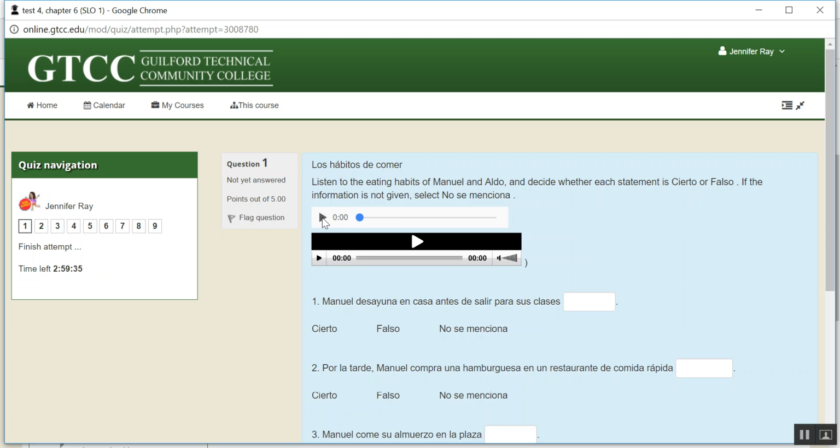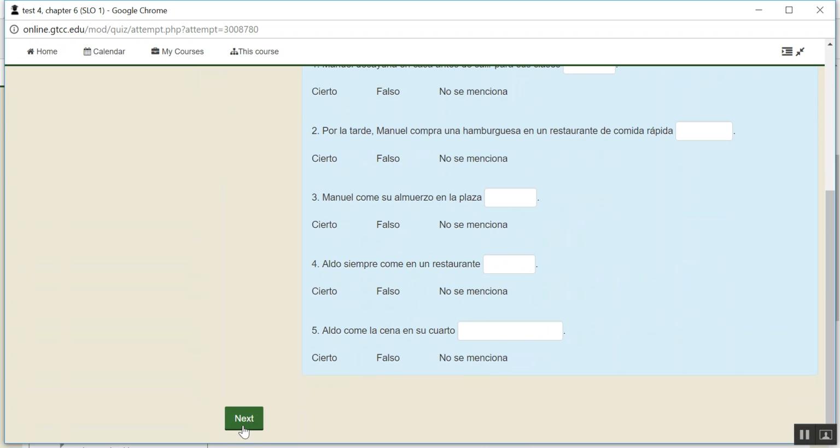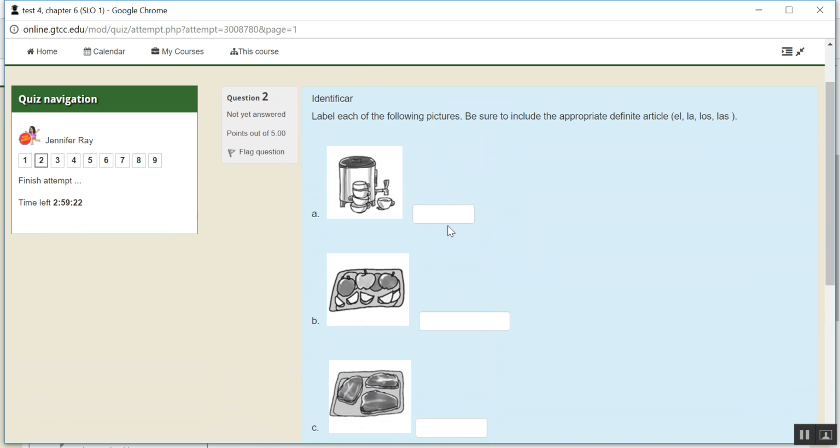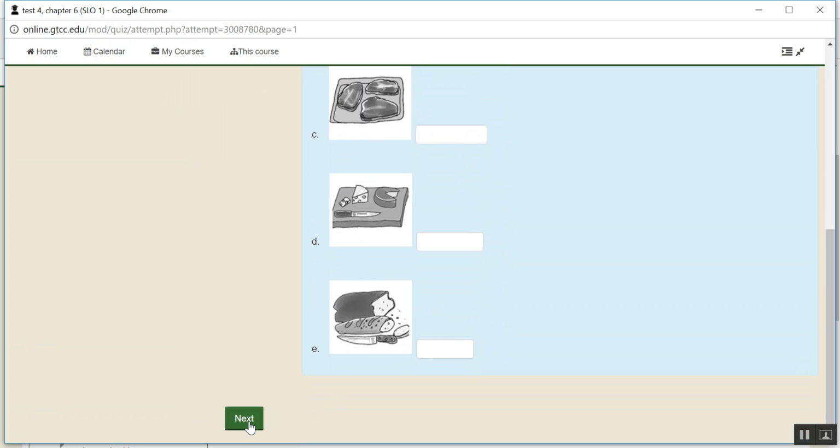One of these should play. Los hábitos de comer. Listen to the eating. So you'd click on this and listen. Then identificar, label each of the following pictures. Be sure to include the appropriate definite article, el, la, los, or las. So you're looking at the pictures and you need to put el, la, los, or las in front of it.